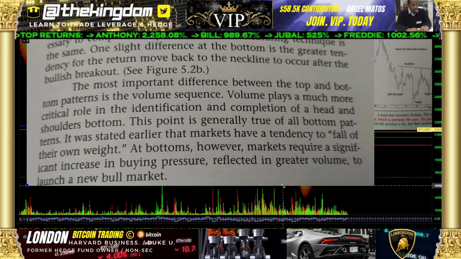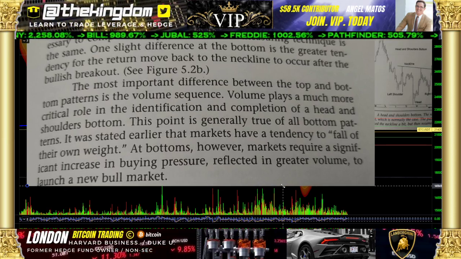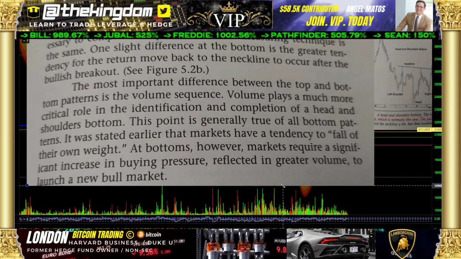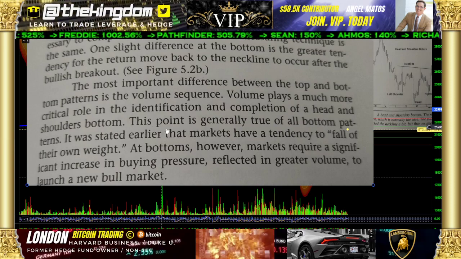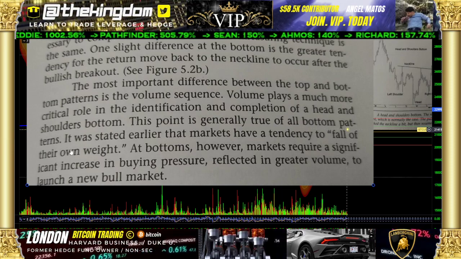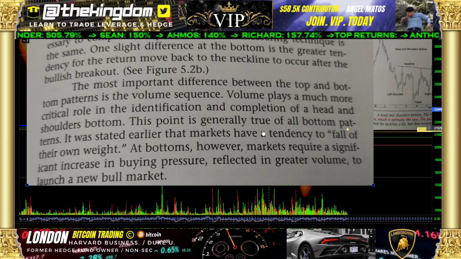Look at this, guys. The most important difference between the top and bottom pattern is the volume sequence. Volume plays a much more critical role in the identification and completion of the head and shoulders bottom. There we go. This point is generally true of all bottom patterns. Listen, guys, everyone's looking for the bottom. This is generally true of all bottom patterns.